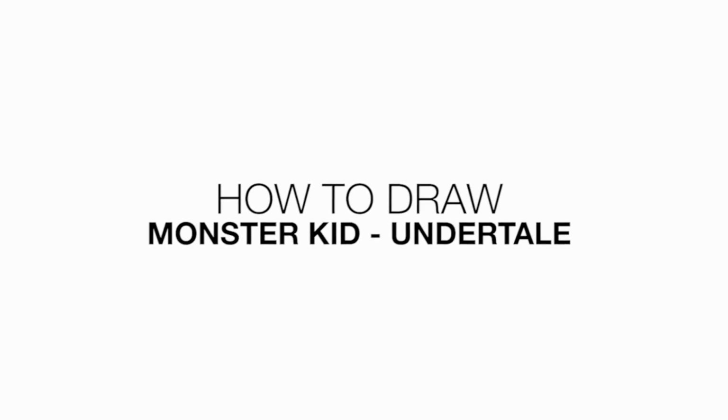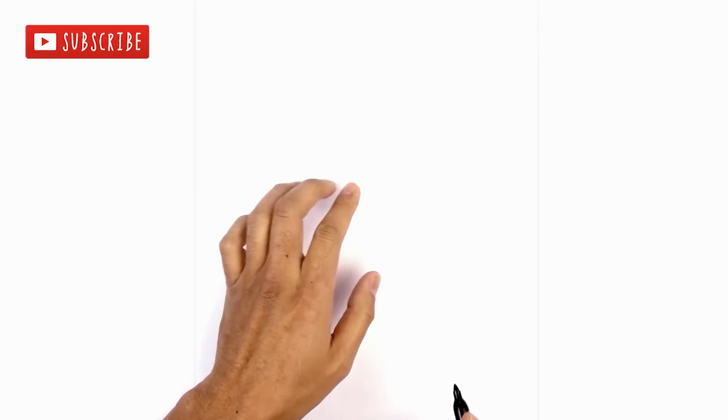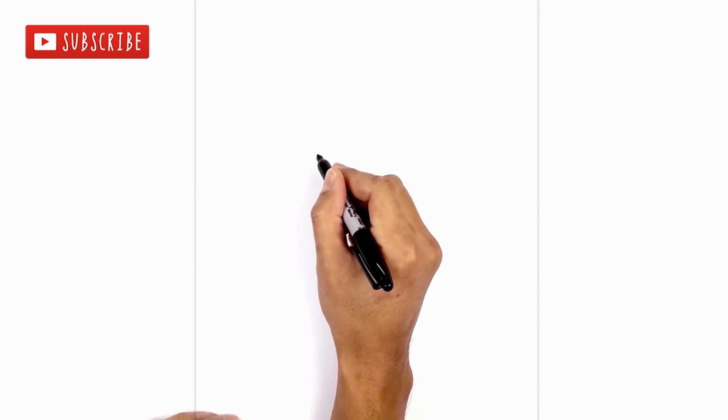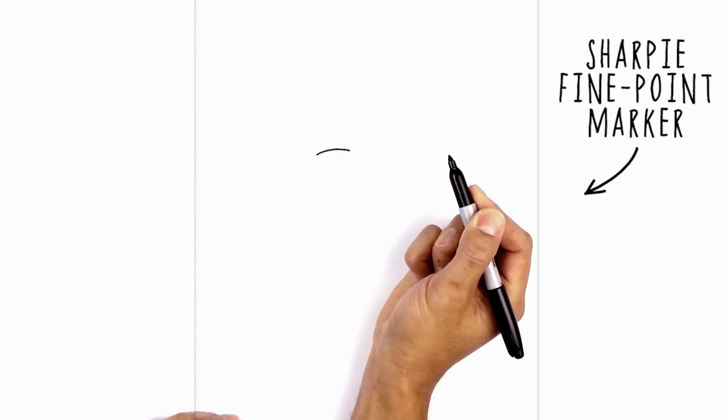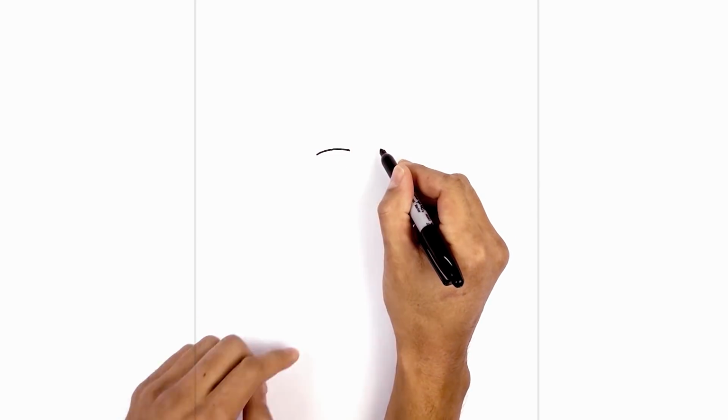Today I'll be showing you how to draw the monster kid from Undertale. Let's get started at the top of our page with the eye. So I'm going to start on the left side with the lower part of the eyelid. So we start on the outside, we're going to curve up and then just pull it back down on the inside. Let's leave a gap in the center and do the same thing on the right.